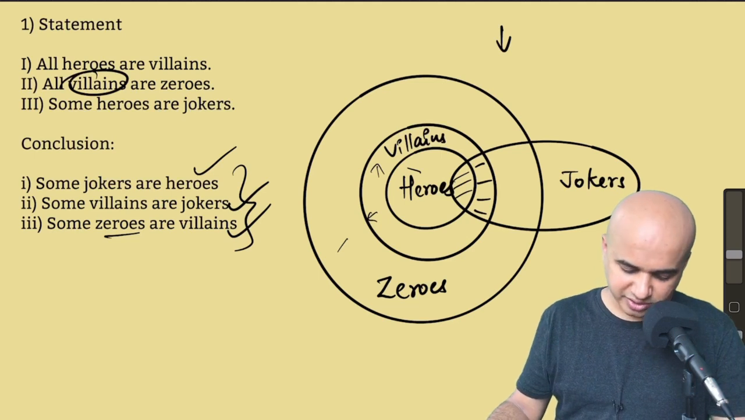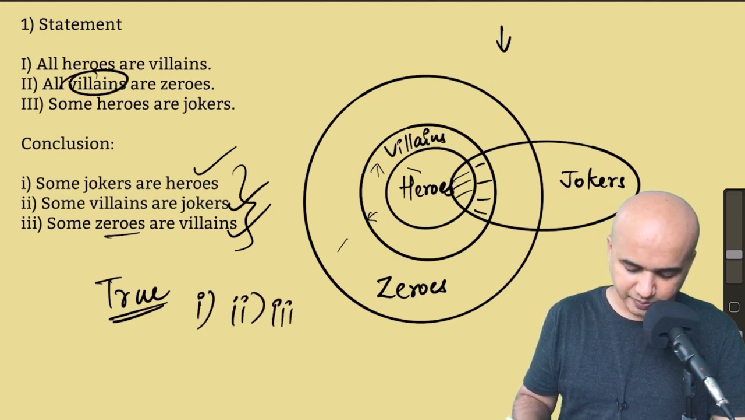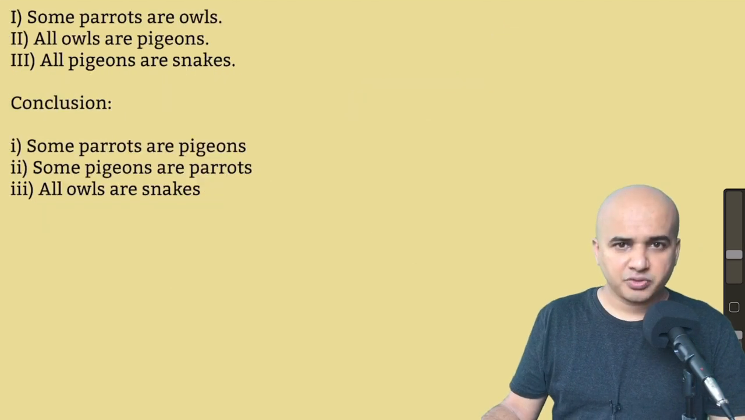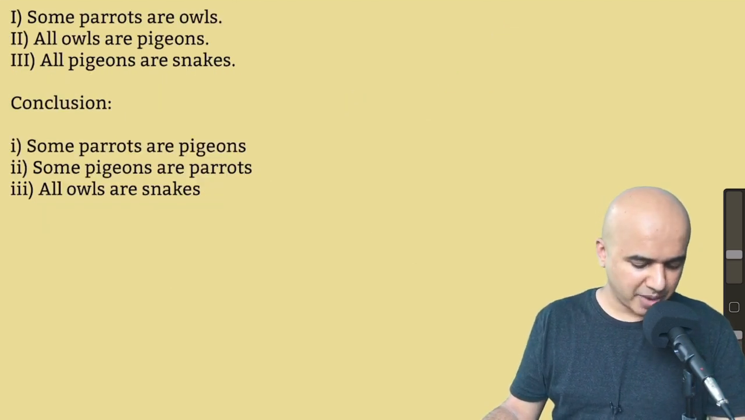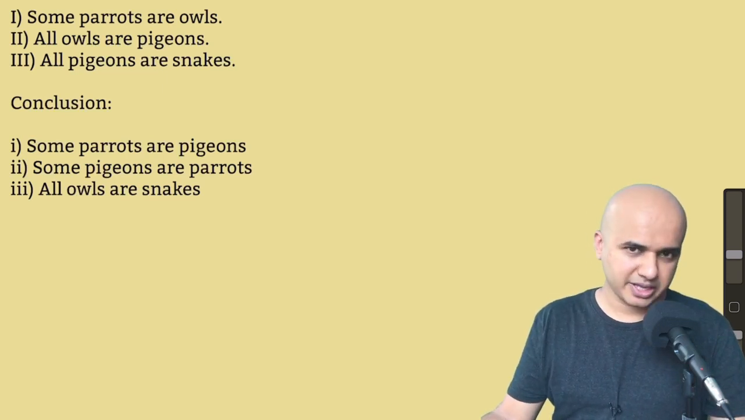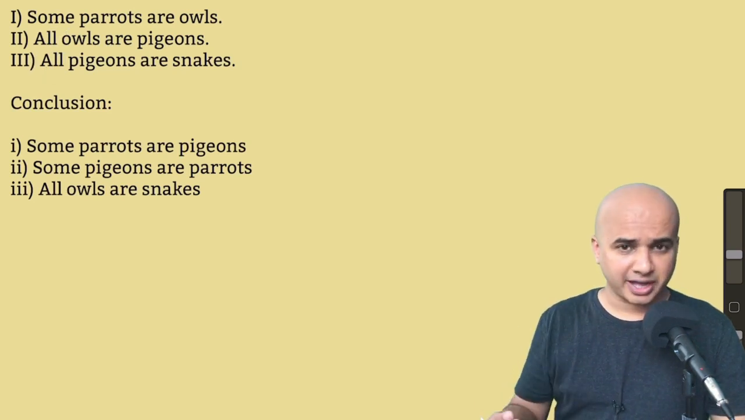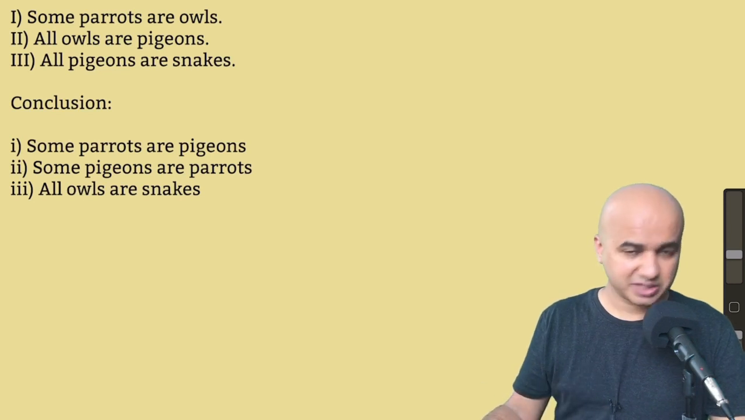So therefore, in this case, all the three statements are true, that is conclusion 1, conclusion 2 and conclusion 3 follow. We have a similar problem here. Some parrots are owls, all owls are pigeons, all pigeons are snakes. See, one trick with syllogism is, whenever you have statements wherein we have words like all or none, it is better to draw the diagrams for such statements first.